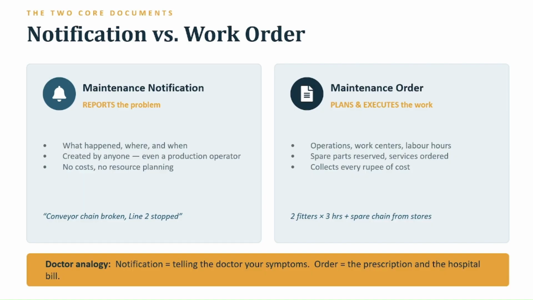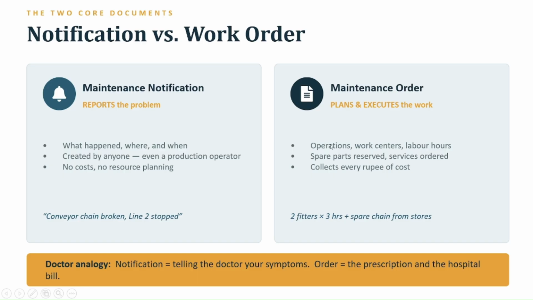Next is the notification and work order. There are two core documents in the SAP PM module: one is the notification and the other is the work order. We call them maintenance notification and maintenance order. The maintenance notification is a primary document, created to report a problem. In the document, what happened, where and when, and who created it are captured, along with cost or planning details. For example, conveyor chain broken, line 2 stopped.